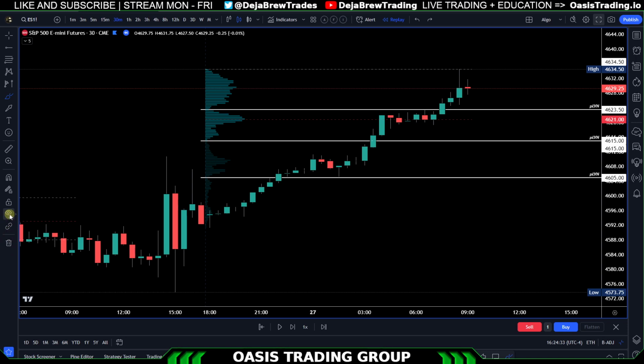Okay, so now we know what we're going to be targeting. We see the one-directional overnight session. We see the very obvious LVN levels. Now, how do we actually get in this trade? What is the entry for this trade?